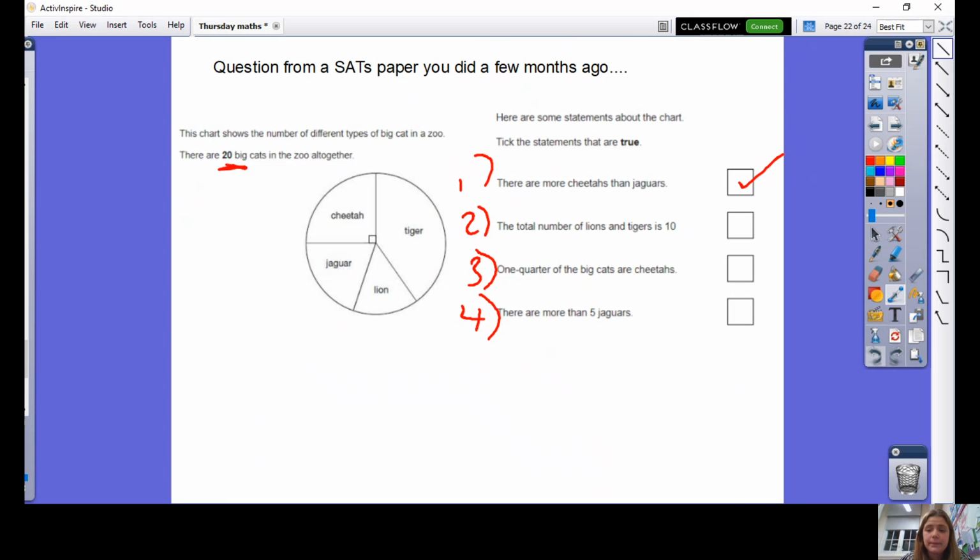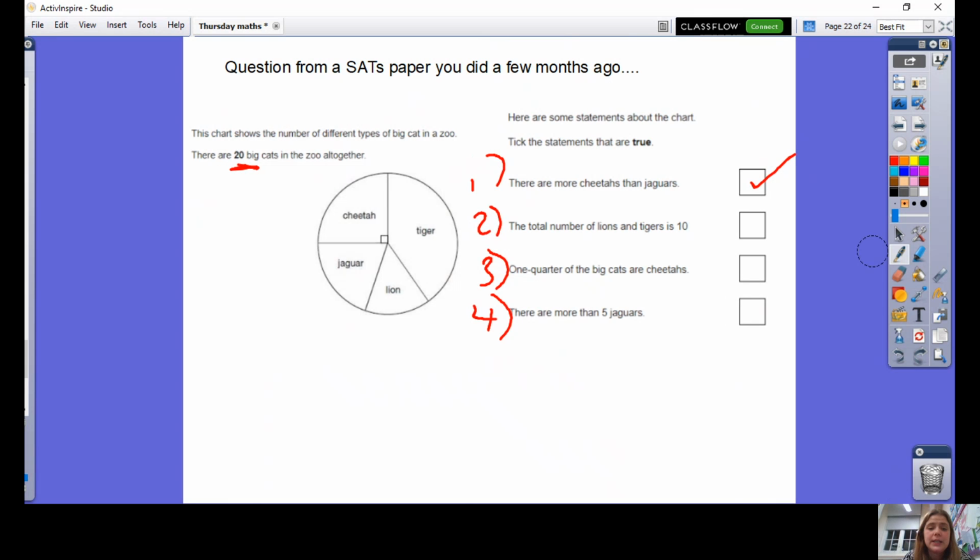That's not 10. 1/4 of the big cats are cheetahs. Yes, I can see 1/4 of the cats are cheetahs. There are more than 5 jaguars. Well, again, let's work out what 1/4 of 20 would be. 1/4 is 5. Do I have more than a quarter? No, I've actually got less than a quarter.